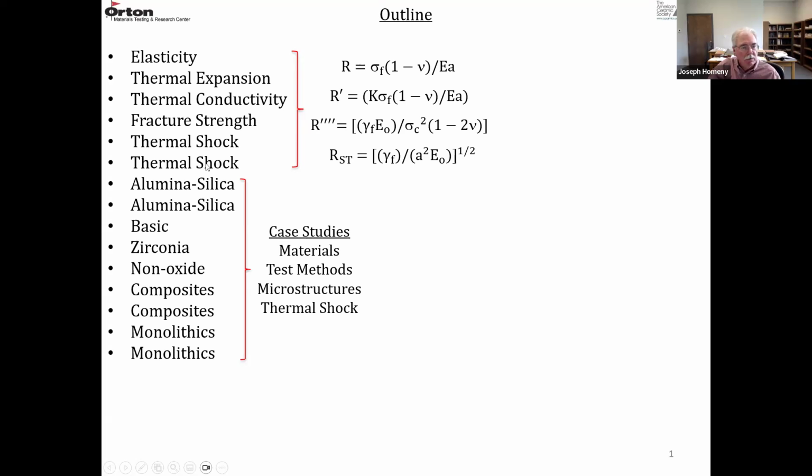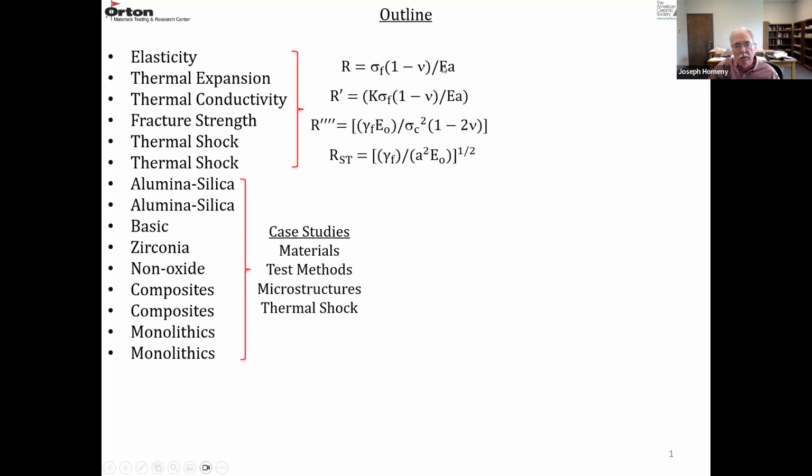So the first 6 lectures are on these properties. So we'll do elasticity today, and then we'll do thermal expansion, thermal conductivity, fracture strength, and then there's 2 lectures on thermal shock, deriving the R parameters, and that'll include the fracture surface energies to initiate crack movement and to propagate a crack.